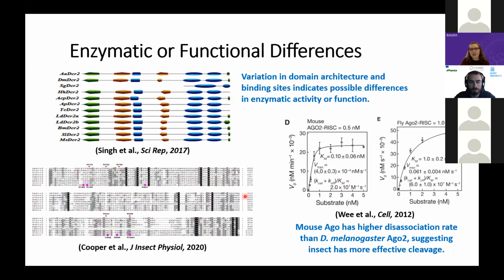Unfortunately, enzymatic kinetics have not been studied very well in insects. So far, there's only been one study that's looked at the biochemical kinetics of Argonaute 2 in fruit fly. And that study showed that insects likely has more efficient cleavage compared to mouse Argonaute 2. So it would be very interesting to see additional studies comparing enzymatic kinetics between different core enzymes from insects, because the function of these enzymes is going to directly impact RNAi efficiency.